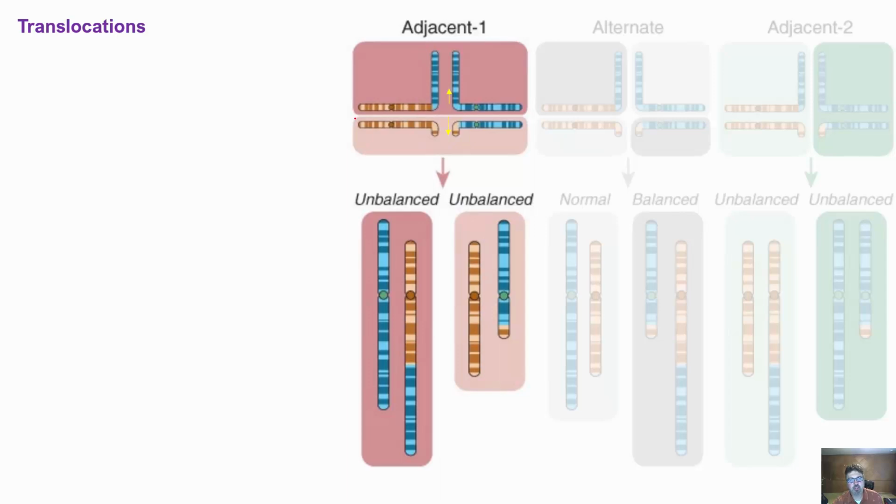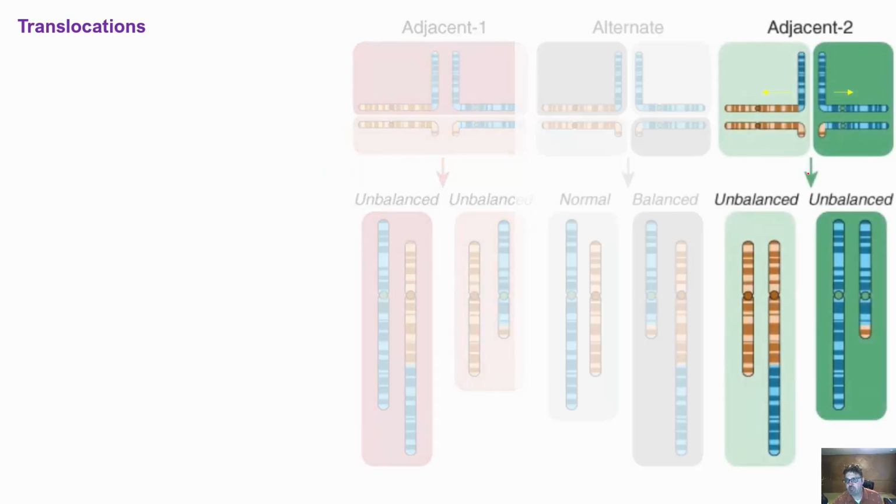And in this case, you can have separation, for example, of the quadrivalent along that horizontal axis. And so these guys could come over to one cell and this one to the other cell. And these will both be unbalanced because all the genetic information is going to one side, not the other. So these will typically not be viable, or they could result in some type of disorder if they are.